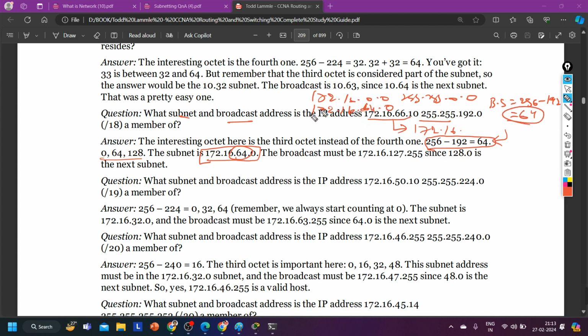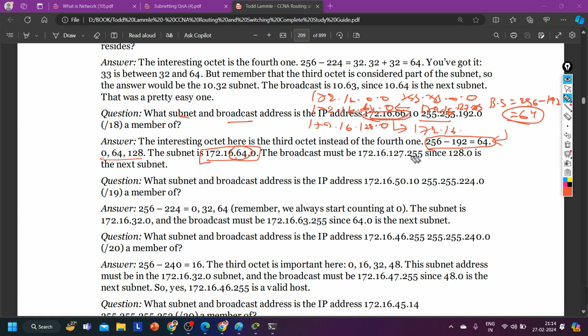Now the third network: 172.16.64 plus 64 is 172.16.128.0. Now tell me, this IP address belongs to which network? You have three networks in front of you. 172.16.66 is in the second network, because this network ends at 172.16.127.255. So you can see this IP address is in this range, right?